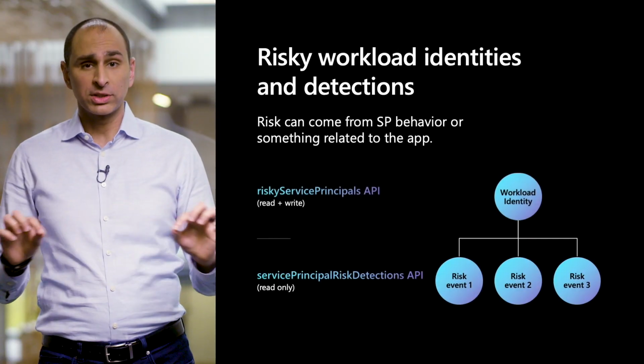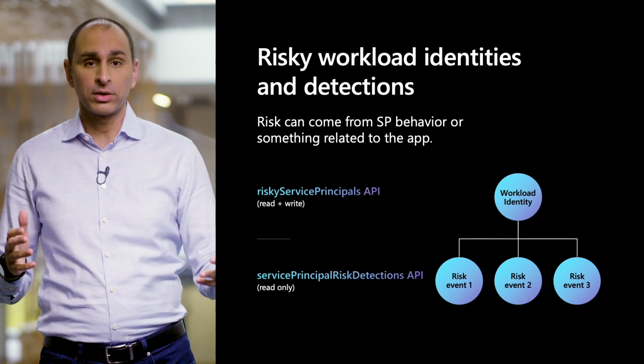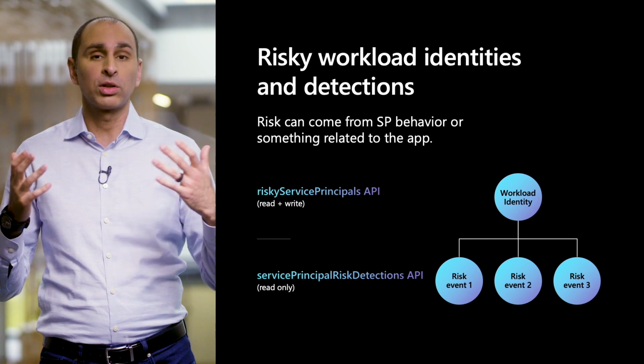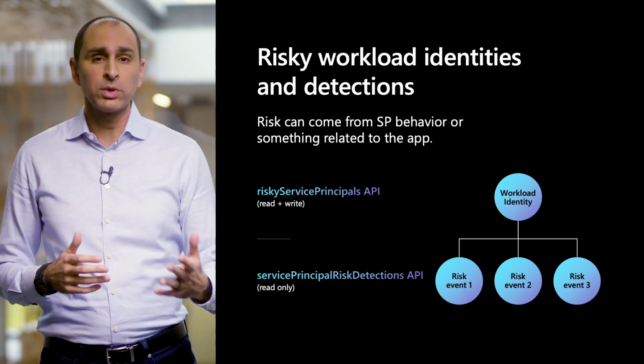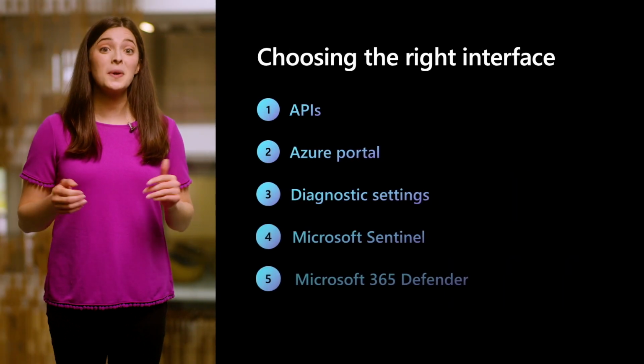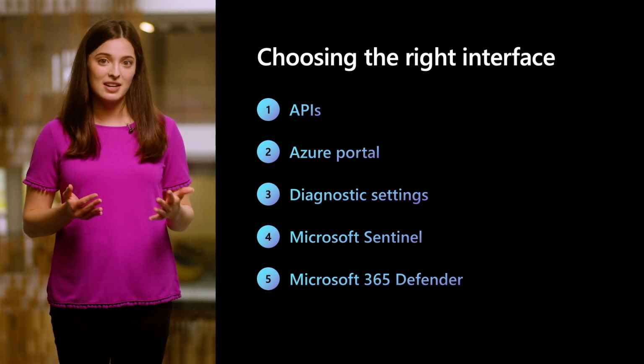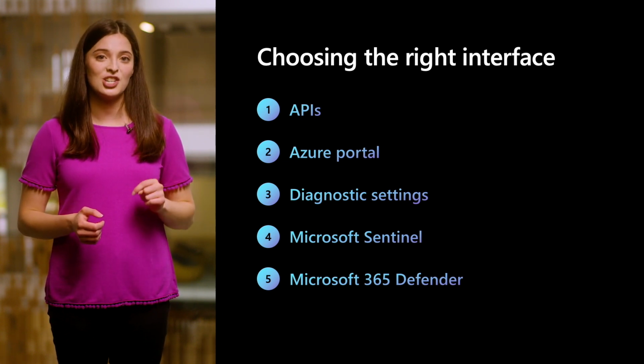We have individual detections on the workload identity, such as a leaked credential, and those compound together to workload identity overall account risk. But Sarah, how do we choose the right interface when we have so many options to get this risk data? Before we dive into details on our APIs, it's important to understand the different ways that you can retrieve identity protection data.